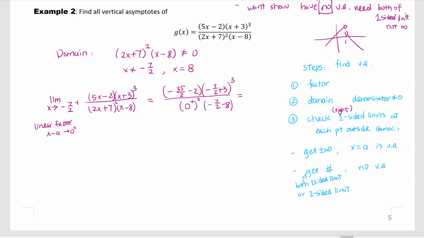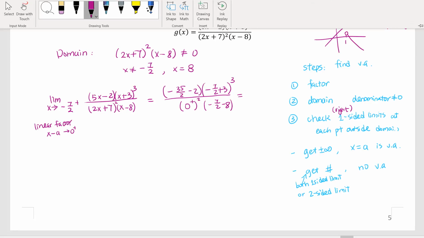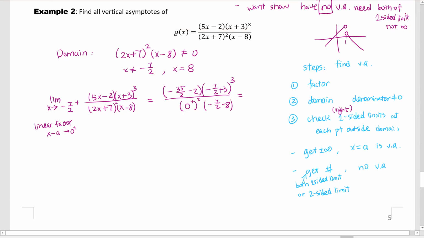Okay, so what is that? Well, this guy, let me use a different color so you can see. So we want to know the sign. This guy is a negative number. Well, this guy, minus 7 over 2 is like 3.5, right? So negative 3.5 plus 3 is still negative. A negative number cubed is still negative. So both of them are negative. And this guy is positive.